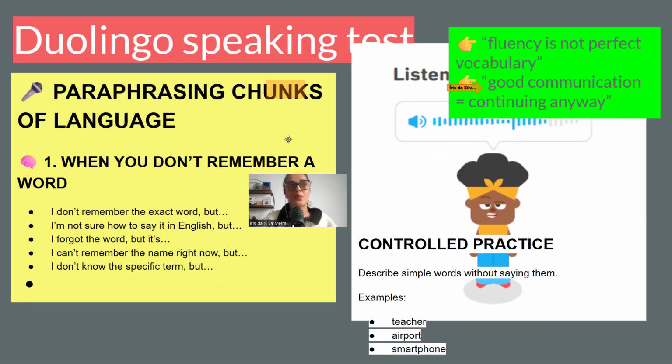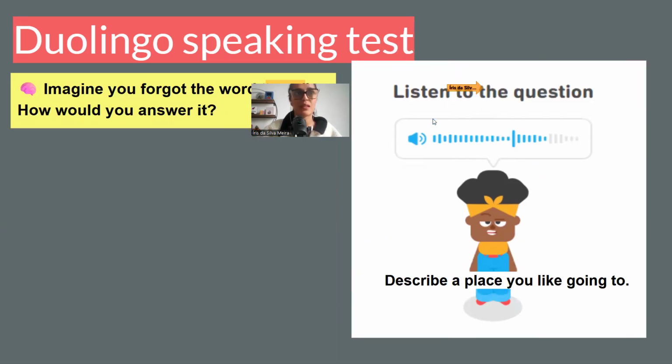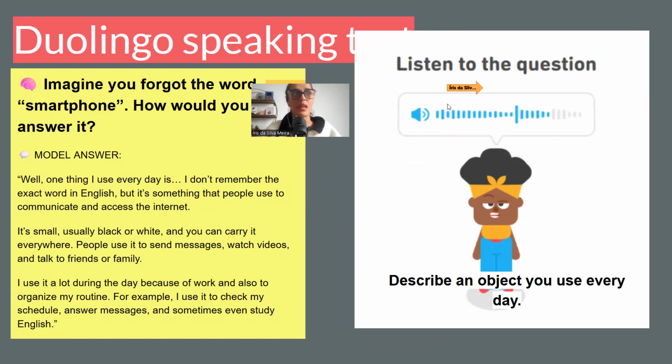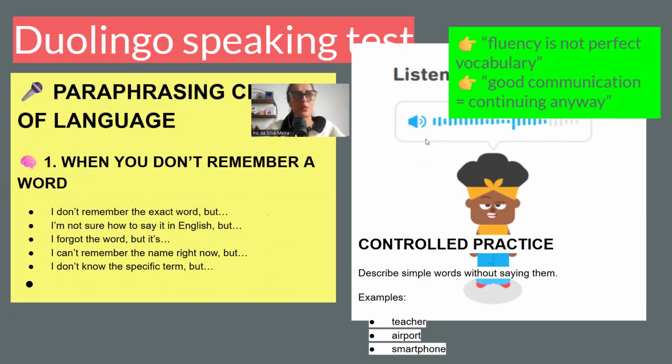Basically, guys, as you could have noticed in the previous examples I have shown you here, we've got, I don't remember the exact word in English. This is a way you can communicate that you won't be using the term, but you're going to talk about something. Also, I don't know how to say it exactly in English. So another way to say that, well, I do not remember the word, but I'm going to talk about the topic anyway, right?